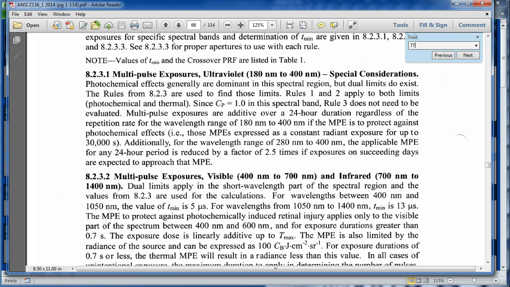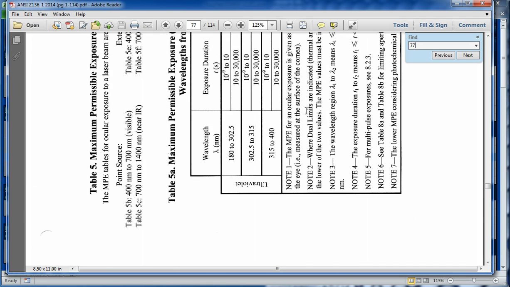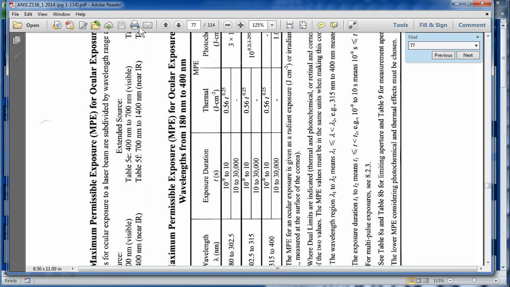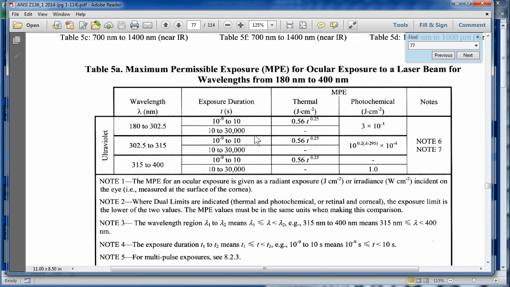One last thing we'll do is let me just go to the table and explain one thing. Let me go to View, Rotate, and this is what the table meant. From 10 to 30,000 seconds, you'll see that the photochemical MPE is expressed in radiant exposure, joules per square centimeter. So what that tells you is that as the exposure gets longer, your MPE is going to be more reduced. Let me show you how that works.